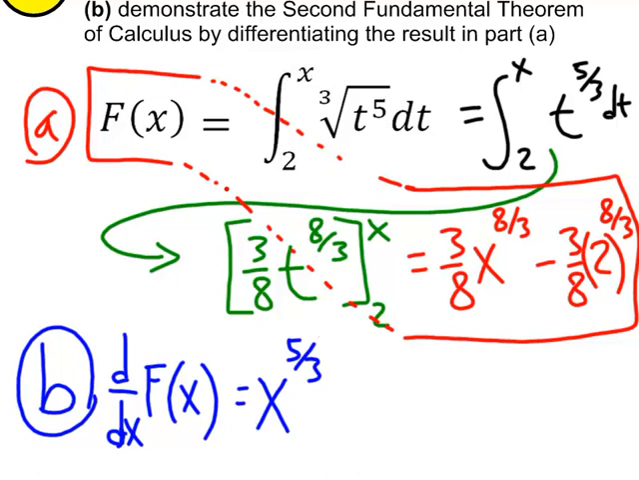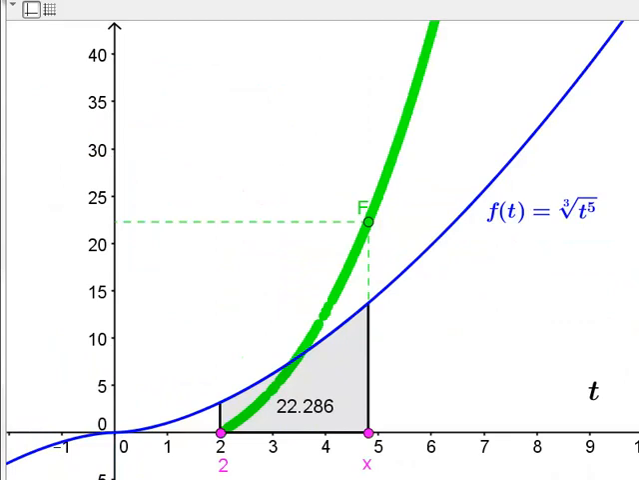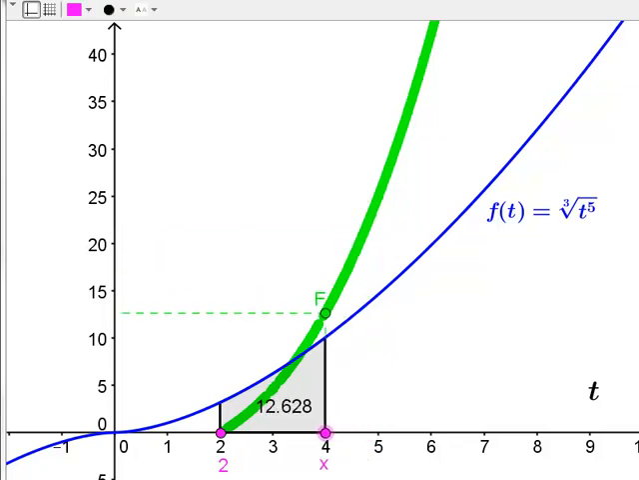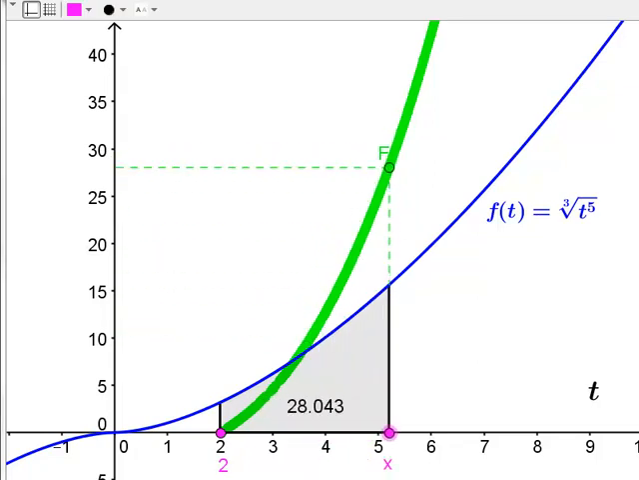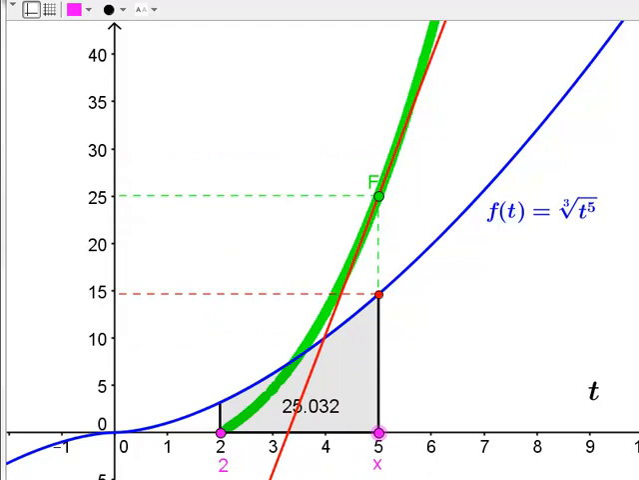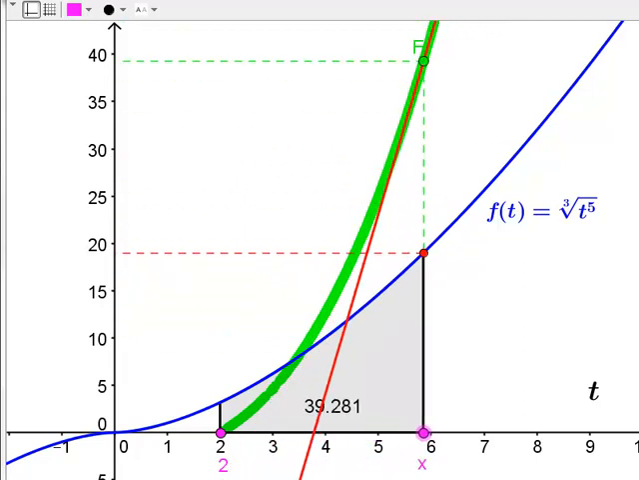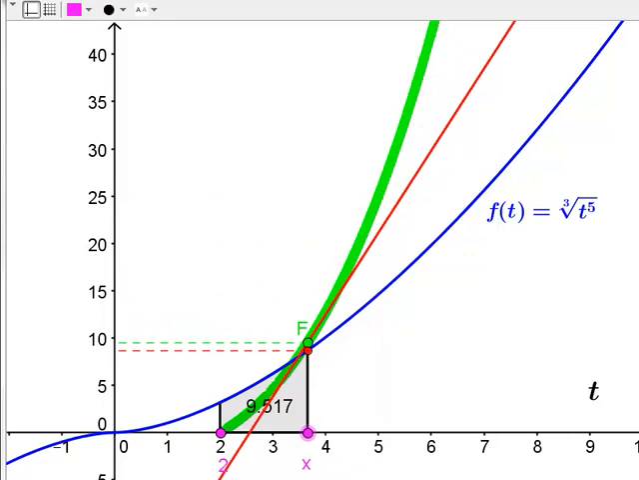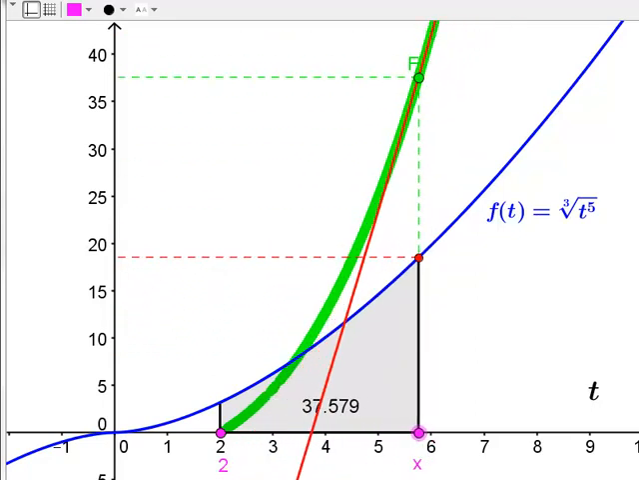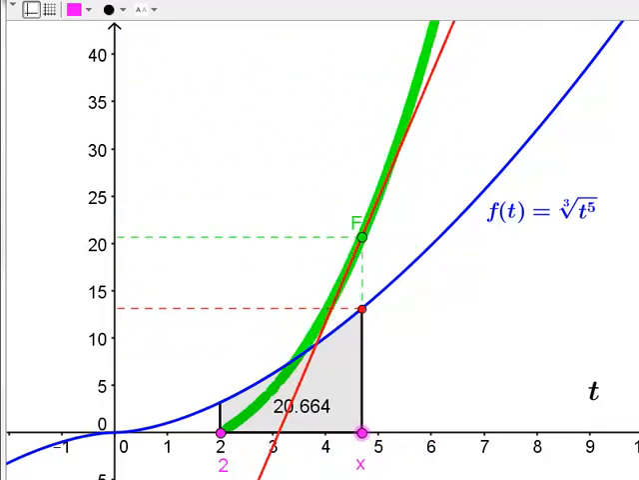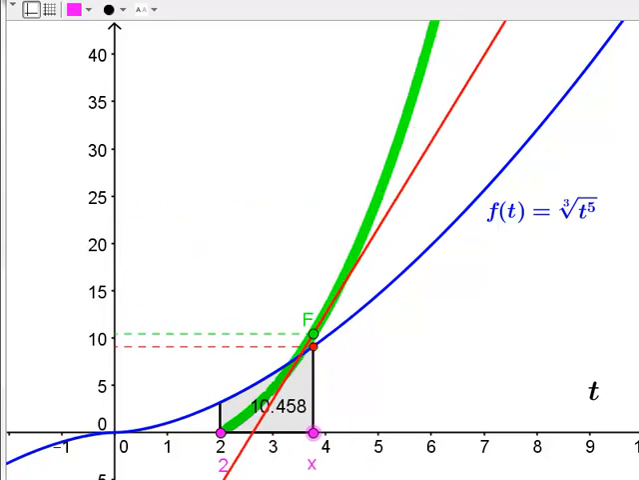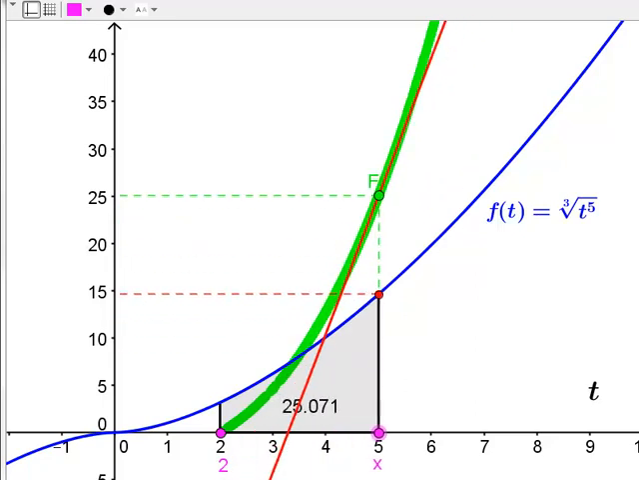So let's go back to GeoGebra one more time and take a look. Since we were talking about finding the rate of change of that green function big F, that's represented by the slope of its tangent line, right? So notice that the slope of the tangent line, that red line there, is adjusting as I go left to right. And what the second FTC is telling us is that the slope of that red line at any point in time is equal to the y value of this red point.